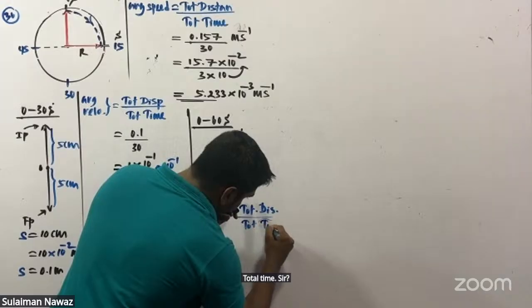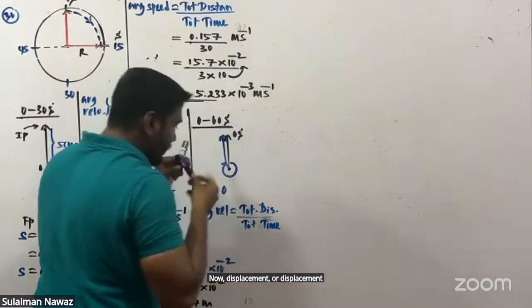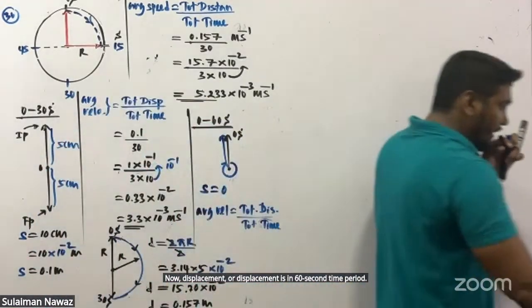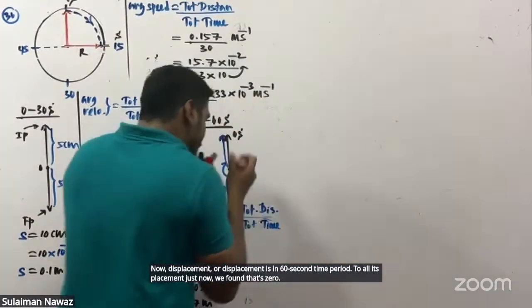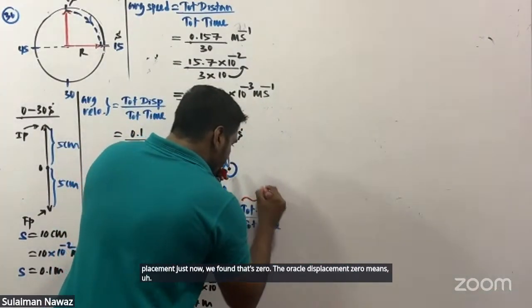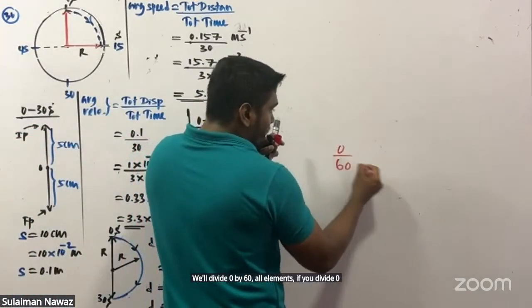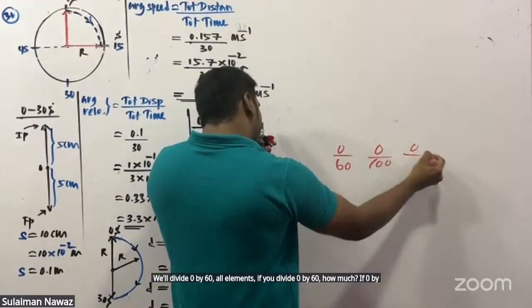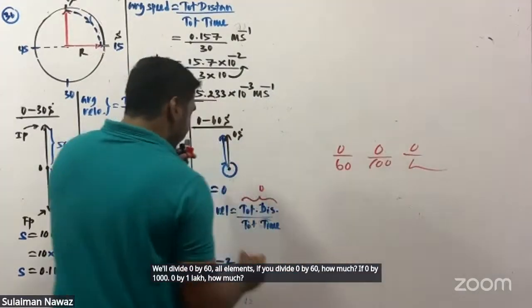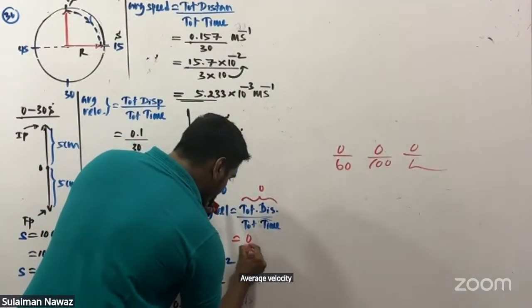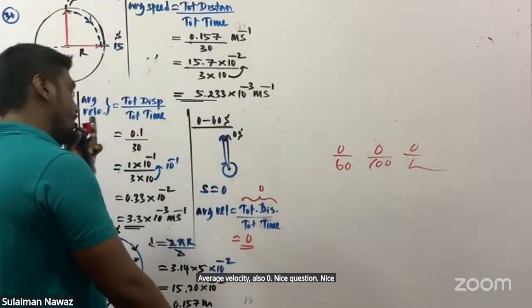Now, the total displacement within the 60-second time period, we just found, is 0. Total displacement 0 means, when you divide 0 by 60, or 0 by 1000, or 0 by 1 lakh, how much do you get? 0. So the average velocity is also 0. Nice question.